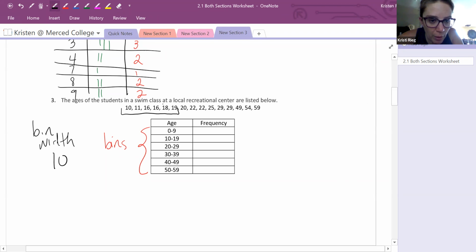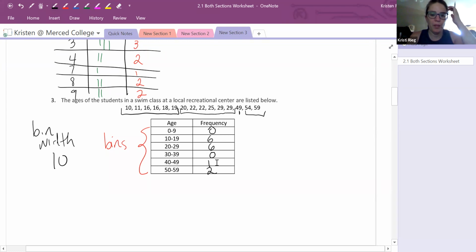1, 2, 3, 4, 5, 6. I don't even have to tally because I have them already next to each other. 20 to 29 is all of those people. 1, 2, 3, 4, 5, 6. 30 to 39, there's nobody. Oh, we skipped 0 to 9. There's no babies in this class. 40 to 49 is just that one person.